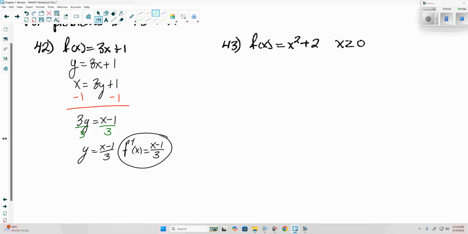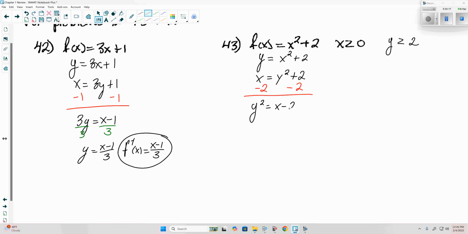43 does have an inverse because we restricted the domain to be greater than or equal to 0. Incidentally, the range is actually greater than or equal to 2, which means all of our values will indeed be positive. And we can follow the same steps. We replace f of x with y. Switch x and y. Solve for y. So just like the last one, we can subtract 2 from both sides, telling me y squared is equal to x minus 2.